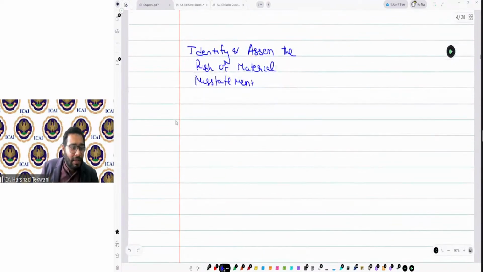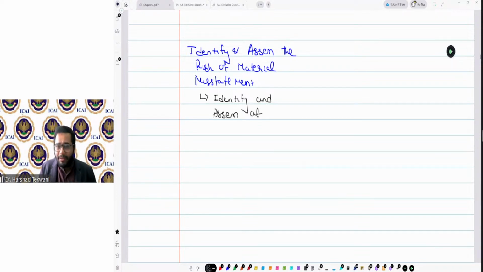the standard says that you need to identify and assess at two levels. One, financial statement level. Second, assertion level. Okay, good. Financial statement level, assertion level.